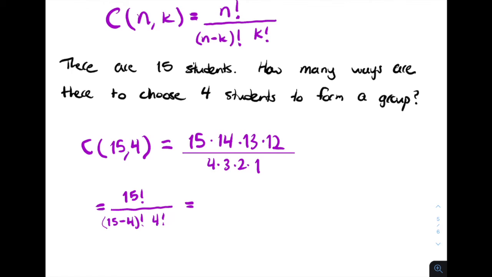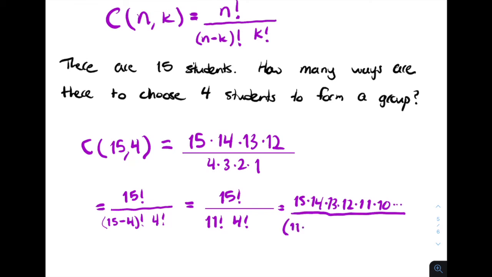15 minus 4 is 11, so this is the same as 15 factorial over 11 factorial times 4 factorial. And because 15 factorial is 15 times 14 times 13 times 12 times 11 times 10 and on, and 11 factorial is 11 times 10 and on, times 4 times 3 times 2 times 1, we'll see that we end up with the same answer of 15 times 14 times 13 times 12, all divided by 4 times 3 times 2 times 1.